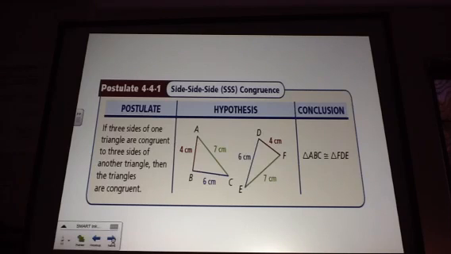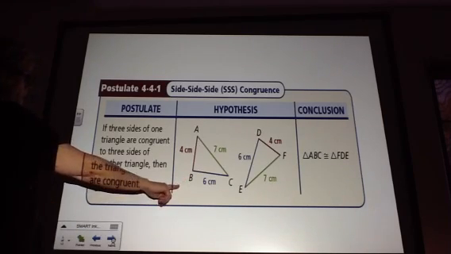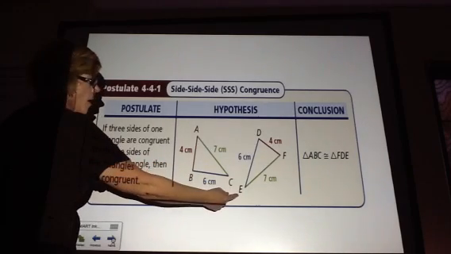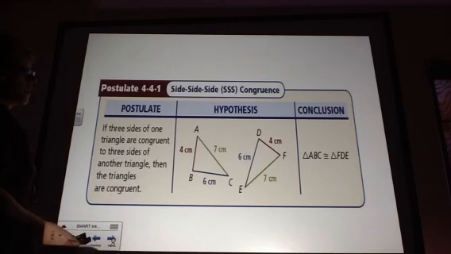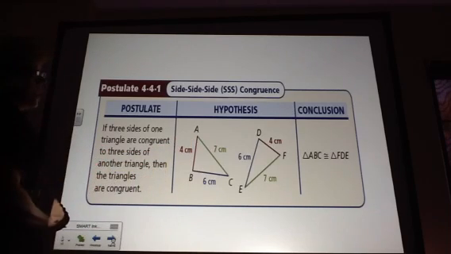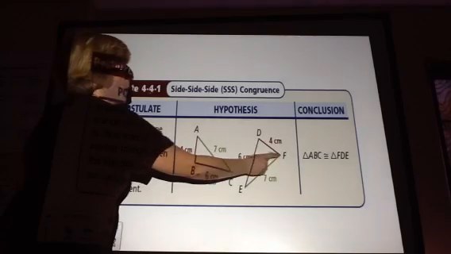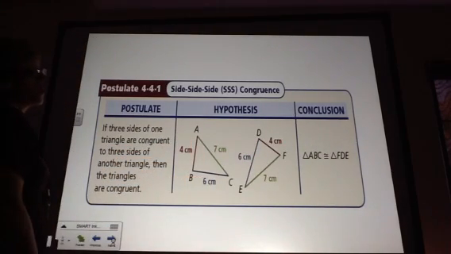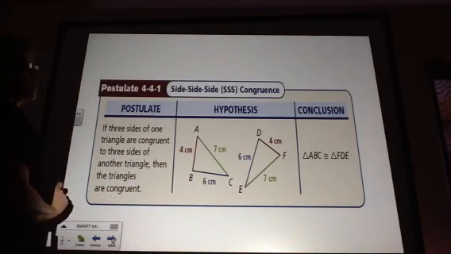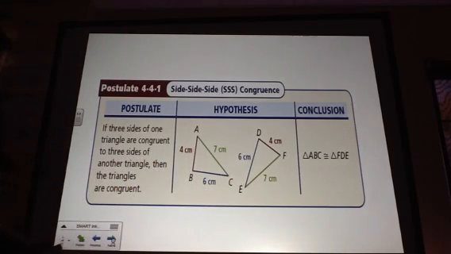Looking at your teaching transparency, our first theorem for today, or our first postulate, side, side, side congruency. What this is stating is if 3 sides of one triangle are congruent with 3 sides of a second triangle, then you can conclude that these triangles are congruent. For example, segment AB is congruent to FD. Segment AC is congruent to FE. And segment BC is congruent to DE because of the measurements.